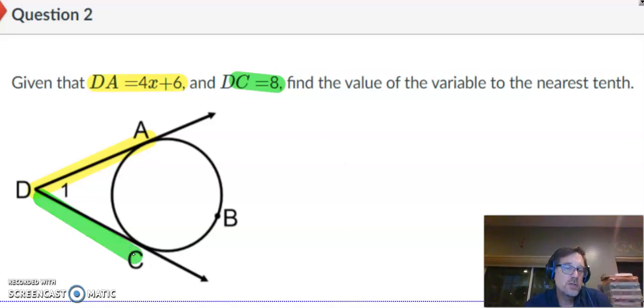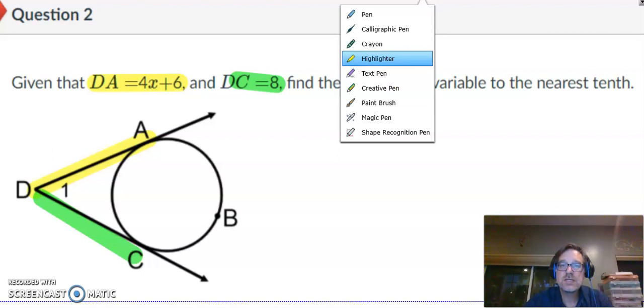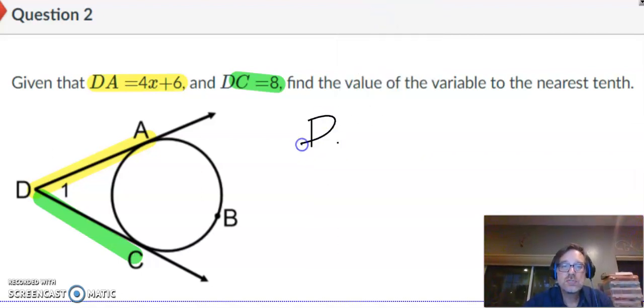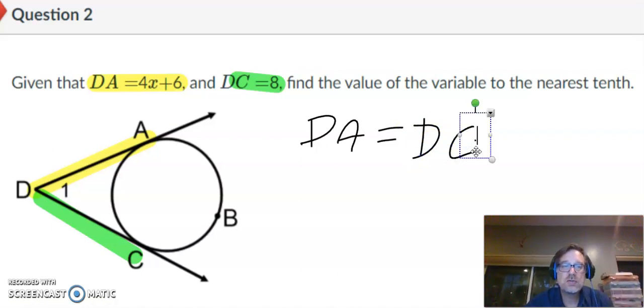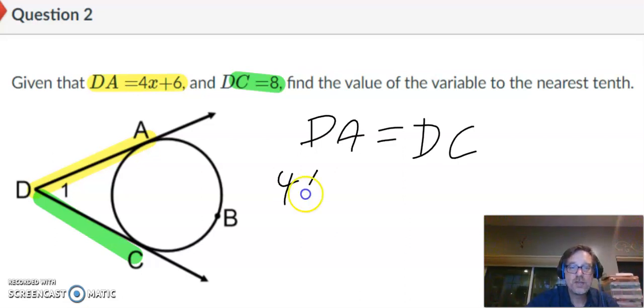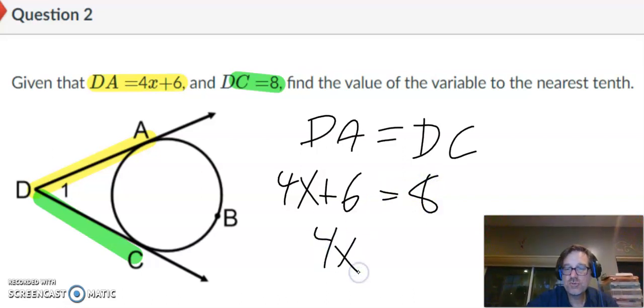Well, notice A and C are one point on the circle. So what we know is DA and DC are tangent segments. So DA equals DC. The yellow segment equals the green segment. So when we do this, we are going to say DA, 4x plus 6, equals DC, which is 8. 4x, I'm going to subtract 2 from both sides.